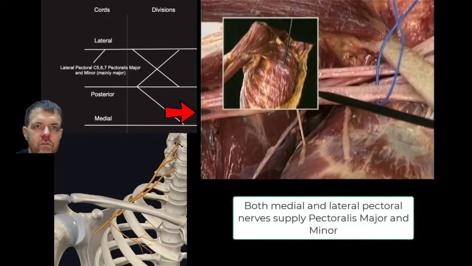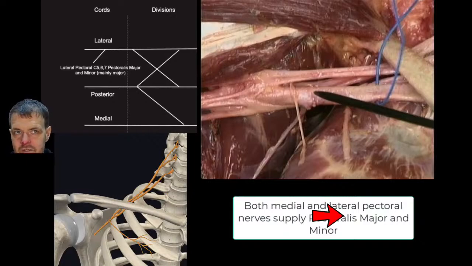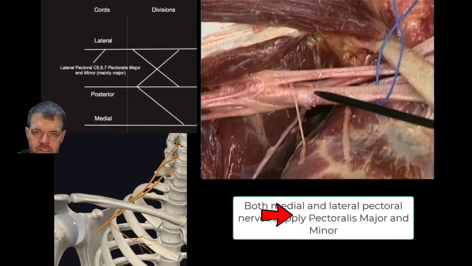So we've got two supplies. So both the medial and lateral pectoral nerve supply both the pectoralis major and the pectoralis minor, but as I was saying before, the lateral pectoral is mainly major rather than minor, so the medial pectoral is more pectoralis minor. Quite a lot to get your head around that one, saying that one.